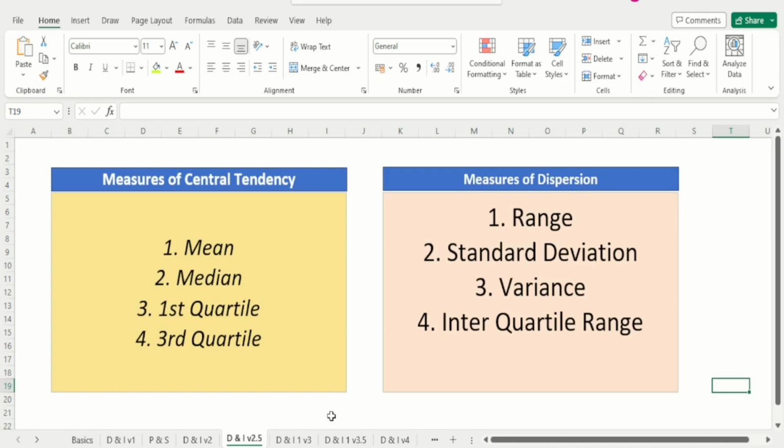Sometimes within measures of dispersion, you will also encounter something known as the semi-interquartile range, which is the interquartile range divided by 2. That's another example of measures of dispersion that you will sometimes encounter and look at. Again, not very frequent, but these are the most commonly used ones that you see on the screen right now.